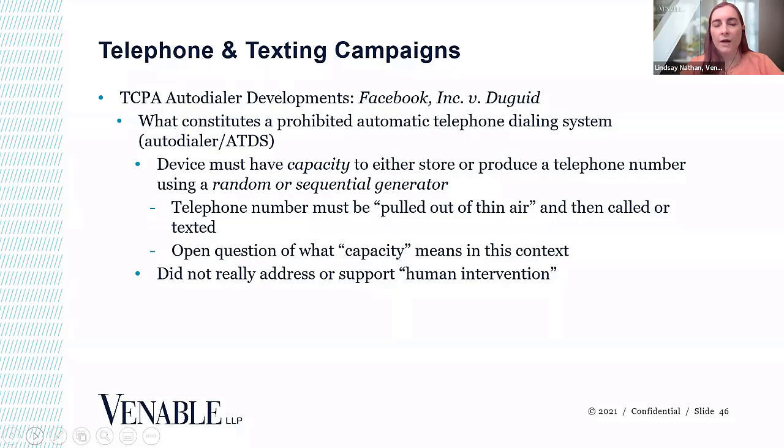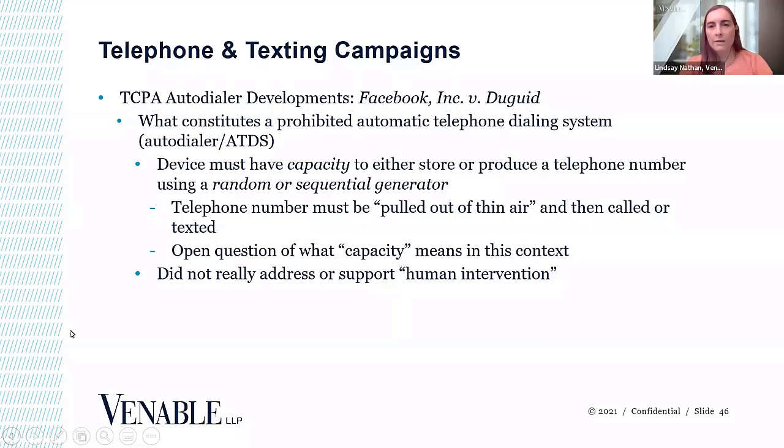So if you have a list of phone numbers that you are texting and they're preset, then that would not seem to apply here. However, there is an open question of what capacity means in this context, and I would imagine we'll see some more litigation over this question in the years to come.